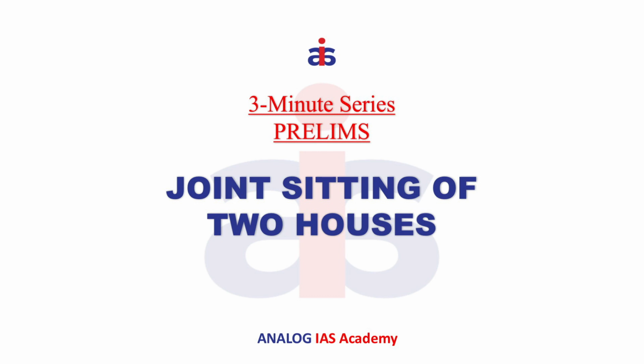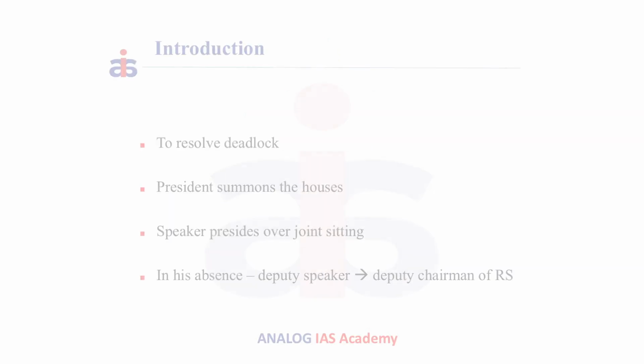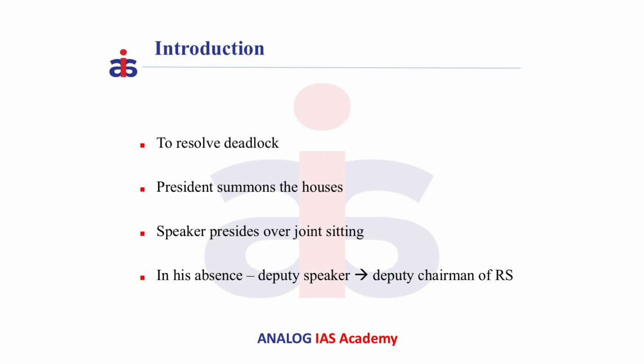Today's topic is joint sitting of two houses. This device is used to resolve a deadlock between the two houses over the passage of a bill. The President summons both the Lok Sabha and Rajya Sabha to meet in the joint sitting for the purpose of deliberating and voting on a bill.